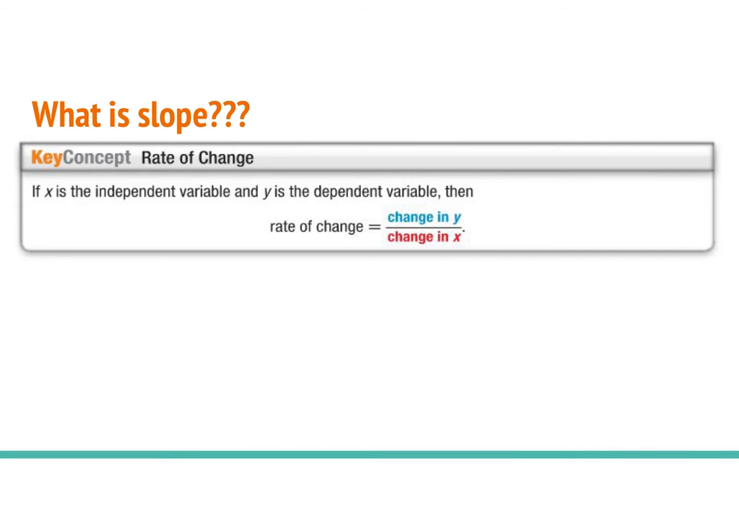So what is slope? Slope is basically called the rate of change, and it's looking at the relationship between x and y in an equation. So the rate of change is kind of saying the change in whatever the y is over the change in whatever the x is.